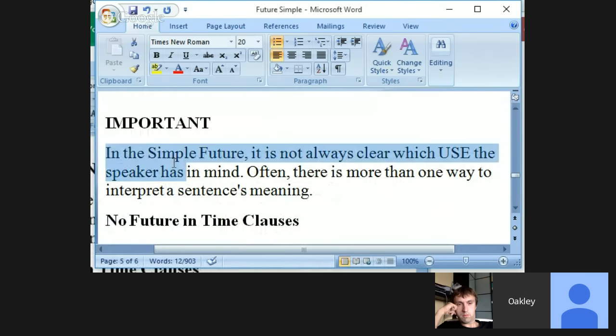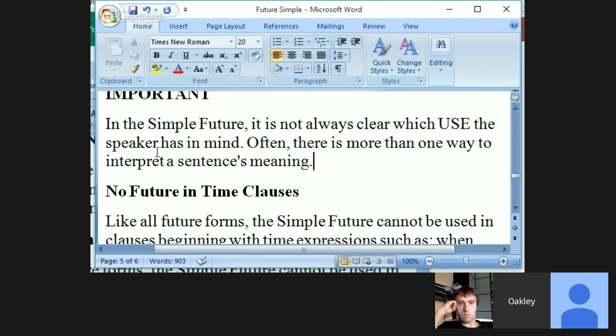And as I have been saying, very often, 9 times out of 10, it actually doesn't even matter which use the speaker has in their brain. It's kind of irrelevant to the listener. So it happens a lot.